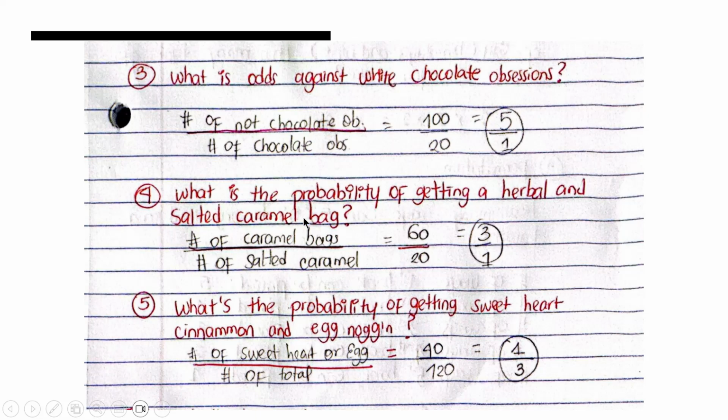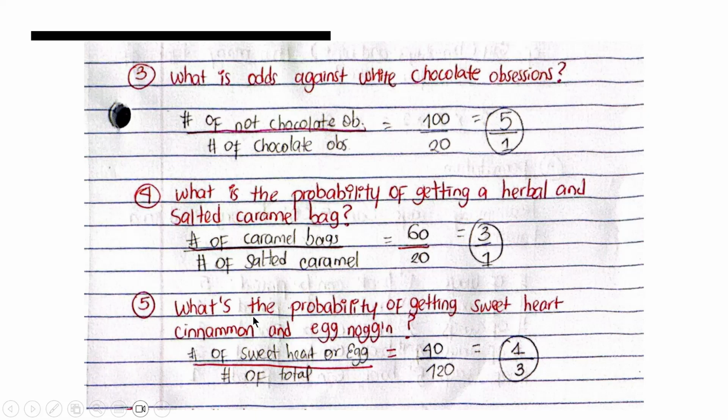Number 4, what is the probability of getting a herbal and salted caramel bag? What I did here was to identify the number of caramel bags over the number of salted caramels. So we have 60 caramel bags over 20. The simplification of this will be 3 over 1. This is the probability of getting a herbal and salted caramel bag.